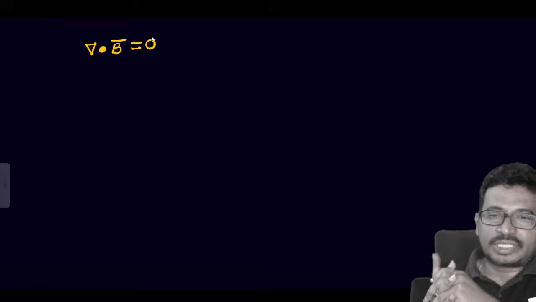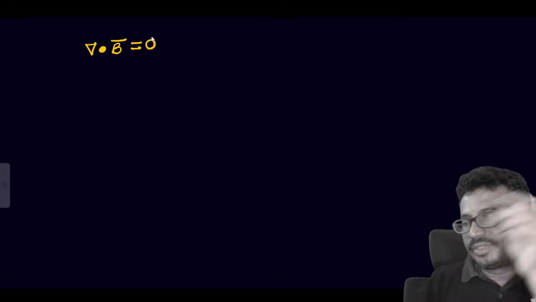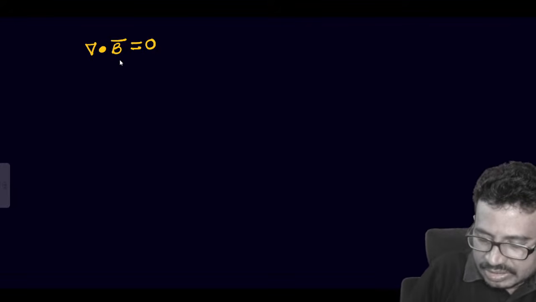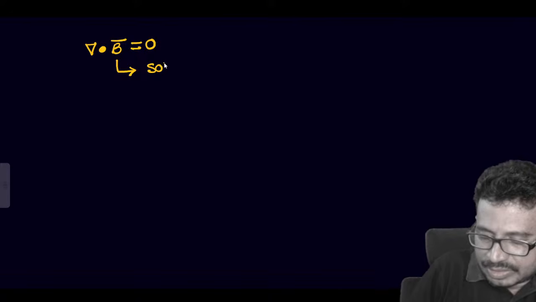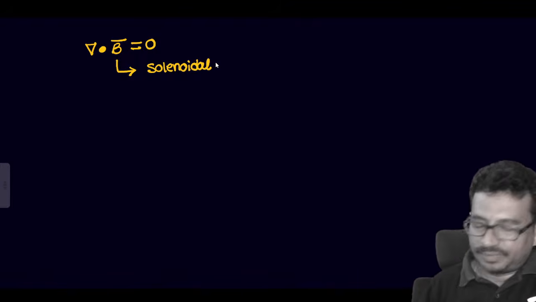If the divergence of a vector is 0, then what can we write now? Then we can call this vector a solenoidal vector. So that's why this magnetic field is called a solenoidal field. Magnetic field is a solenoidal field.